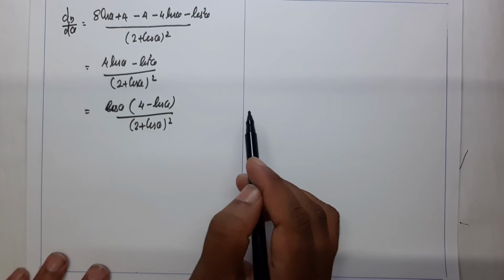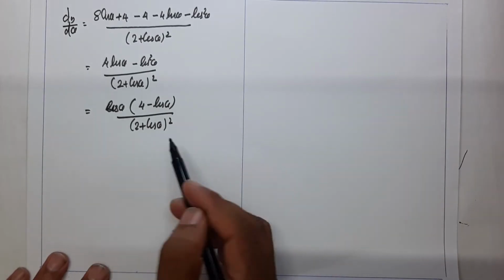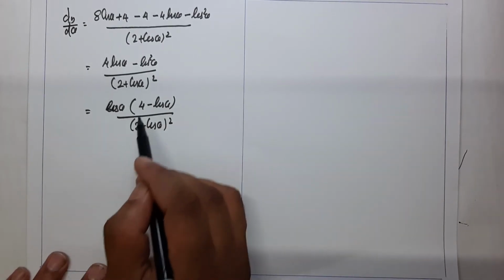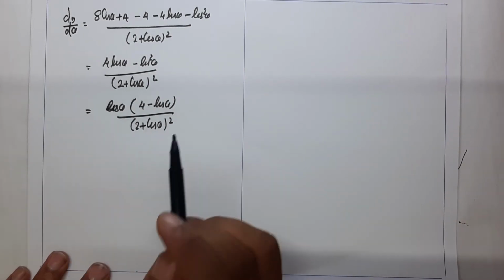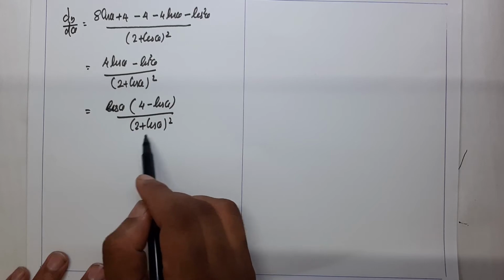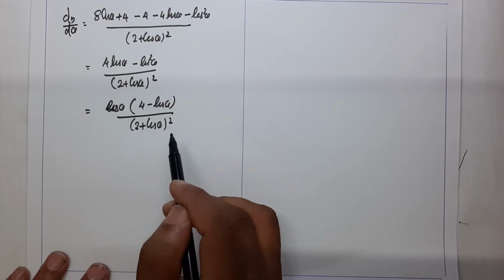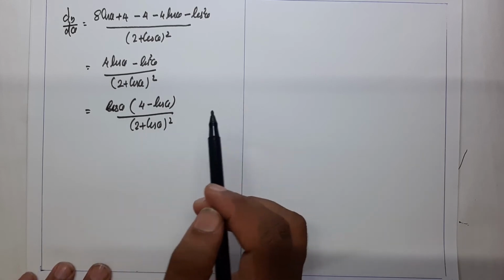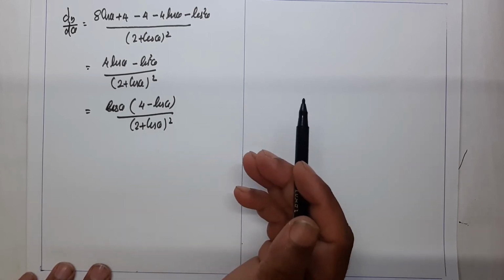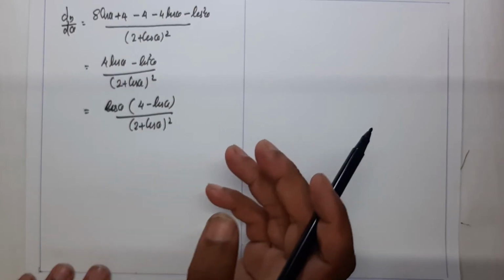In the interval 0 to pi by 2, cos theta is always positive. In the interval 0 to pi by 2, that is 0 to 90 degrees, cos theta lies in the first quadrant, therefore cos theta is always positive. (2 plus cos theta) the whole square is again positive because it's a square term. Also, you know the maximum value of cos theta in the interval 0 to pi by 2. Cos 0 is 1 and cos 90 is 0. Maximum value is 1 and minimum value is 0.